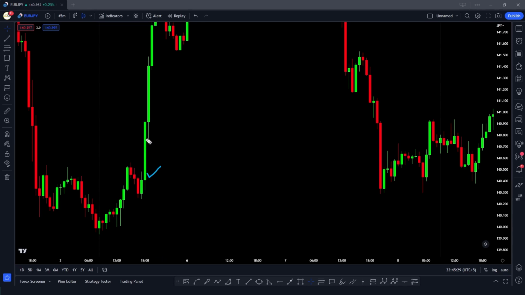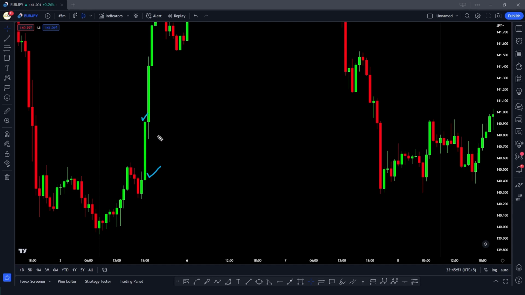If its body to wick ratio is small and its wicks or shadows are very large, then we would not consider that candle as the fair value gap candle. So as I just said, the rules for detecting the fair value gap are that the body to wick ratio of this middle candle should be large, and also the candles before and after this candle should not cover the body of this middle candle.